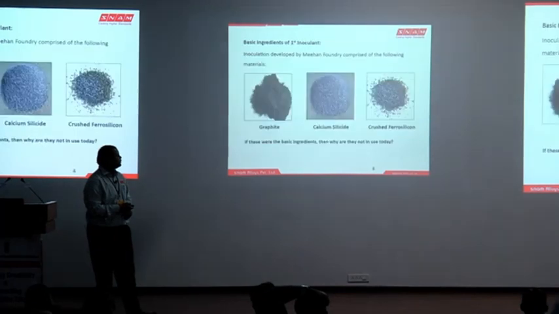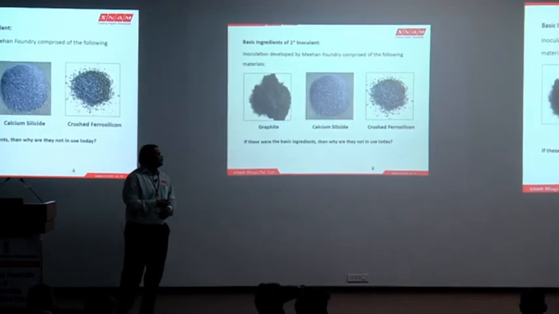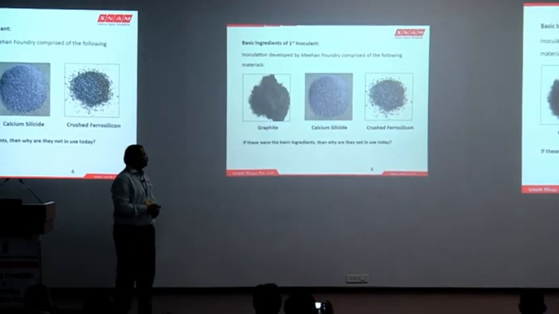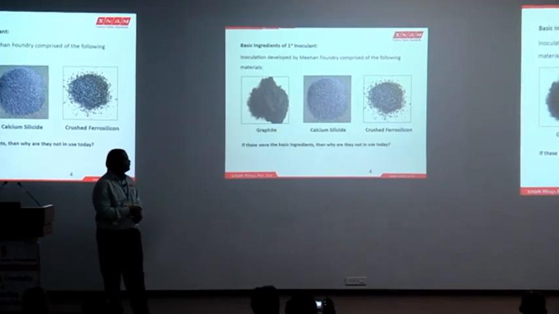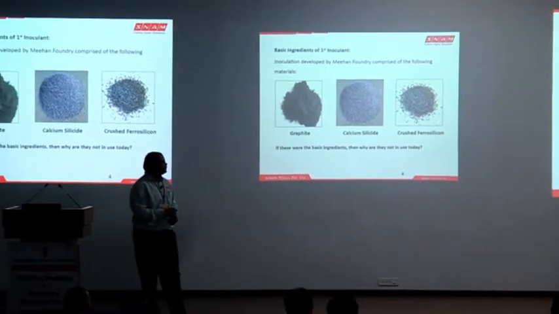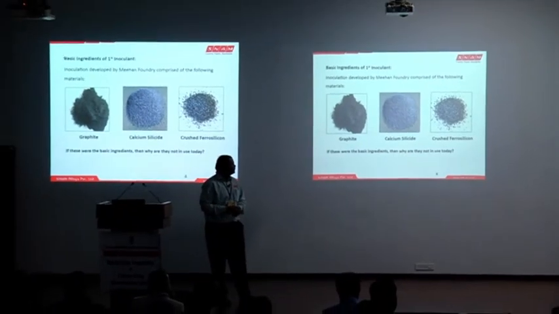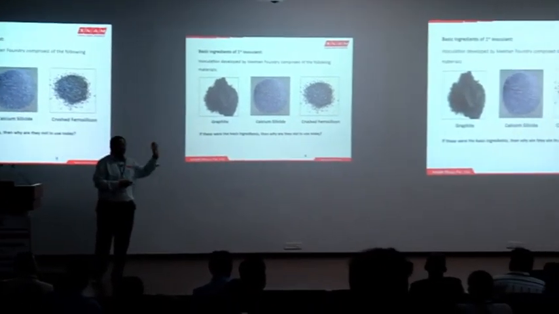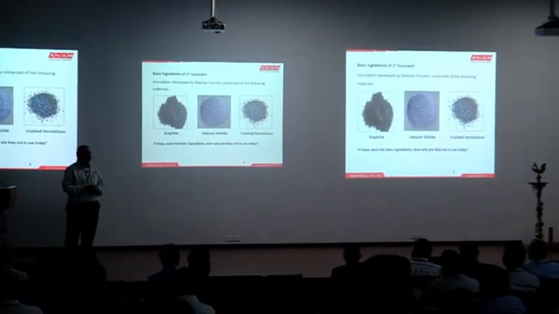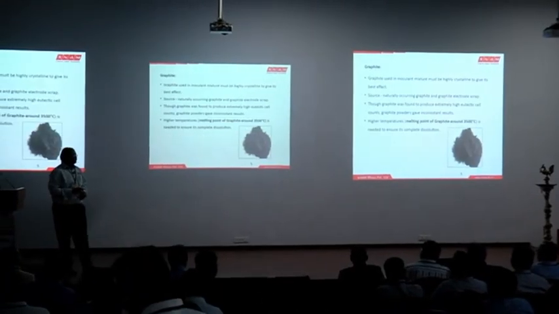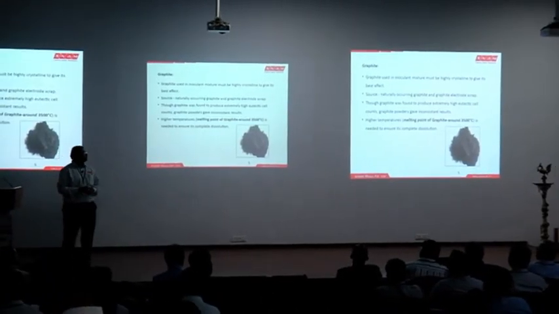It is patented technology. So these are the basic ingredients of the first inoculant ever made: crystalline graphite powder, calcium silicide, and crushed ferrosilicon. But we don't have any of these three things, or in combination, being used today. I'll just take you through why it is not being used.